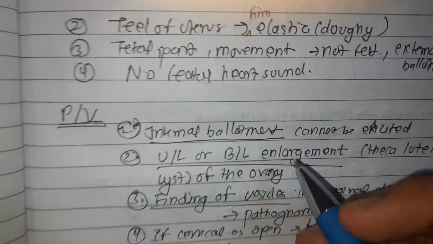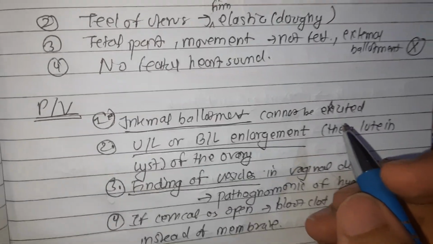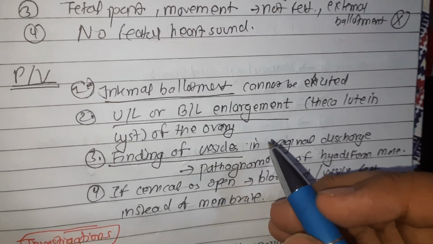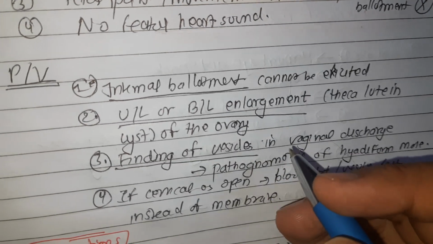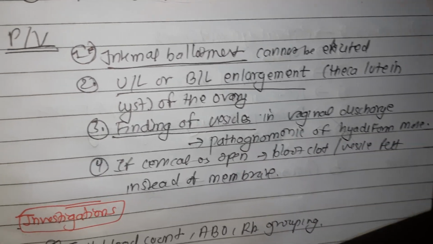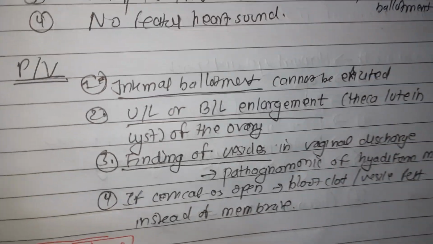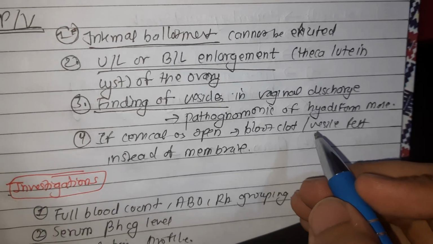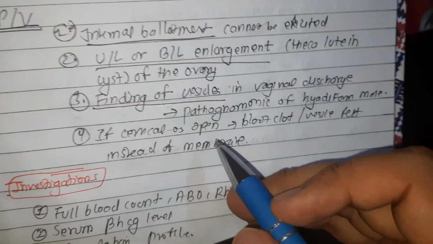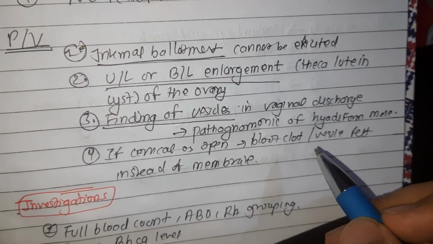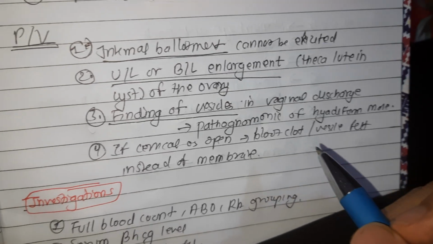Now talking about per vaginal examination, the internal ballottement cannot be elicited. There is unilateral or bilateral enlargement of the theca lutein cyst of the ovary, as you have already seen in the picture. It may be palpable in 25 to 50% of the cases. The enlarged ovary may not be palpable due to the enlarged uterus. The finding of vesicles in the vaginal discharge is pathognomonic of the hydatidiform mole, as we have said already. And if the cervical os is open, instead of the membranes, blood clot or vesicles may be felt.